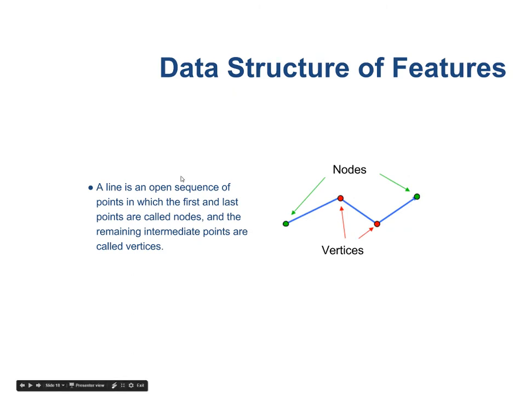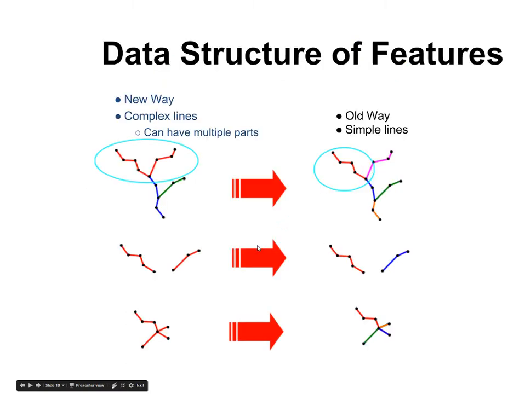So, in the GIS, a line is an open sequence of points in which the first and last points are called nodes, and the intermediate points are called vertices. The direction in which you start and digitize a line, if you start here and work this way, gives the line direction. That's important to understand. Lines have direction based on the direction they were drawn. They can also have things like length.